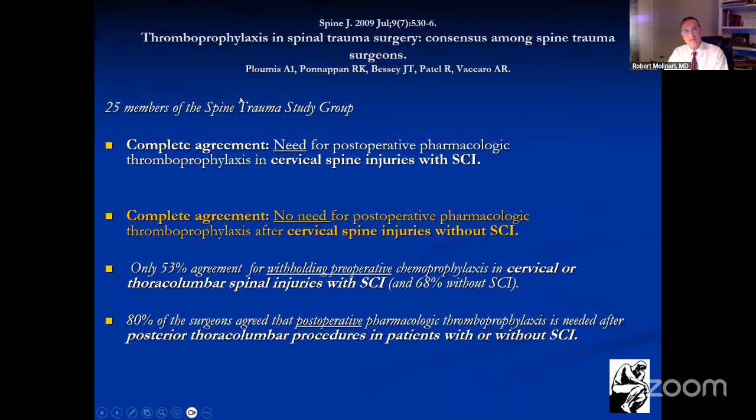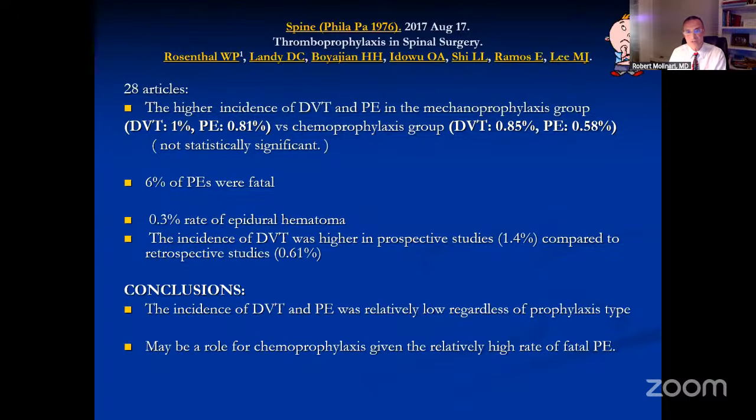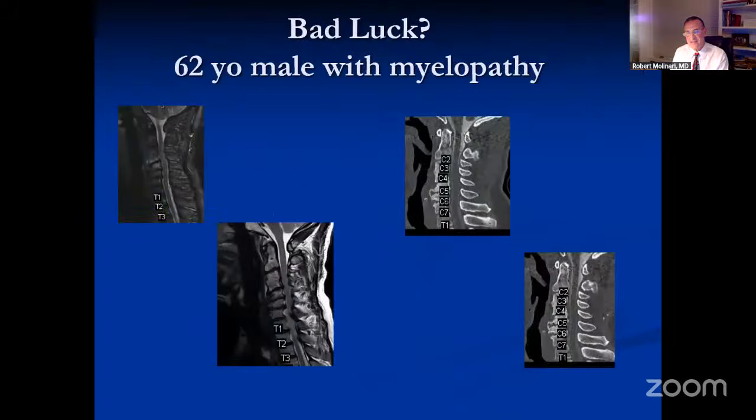Well, if you look at the study of the members of the spine trauma study group, most of them agreed. There was complete agreement. There's no need for chemoprophylaxis in patients who have neurologically intact cervical injuries and who are fixed right away, which is what we did. So again, this is incredibly rare, whether you use mechanical prophylaxis or chemoprophylaxis. The incidence of DVT is rare. But you have to have a high index of suspicion, and you also have to have some luck.